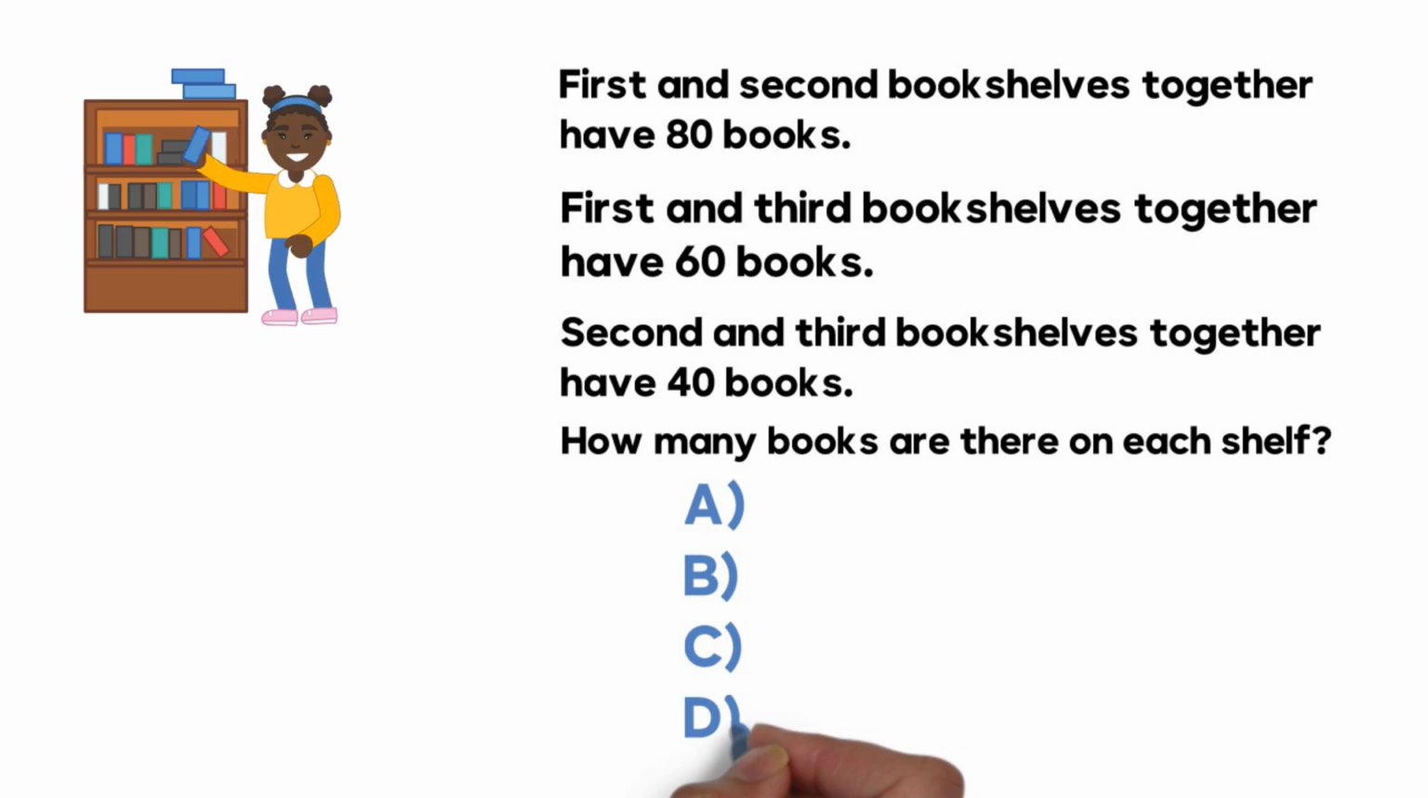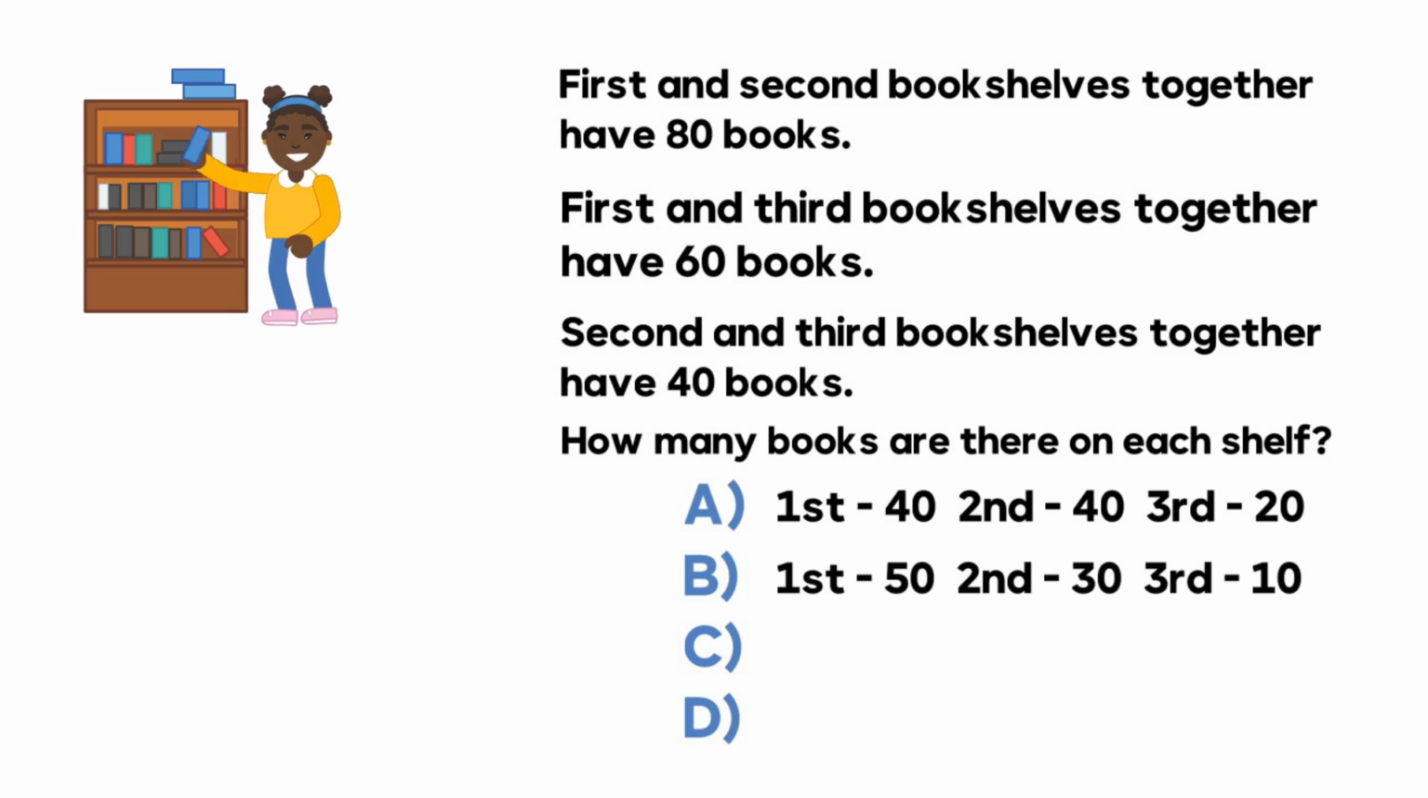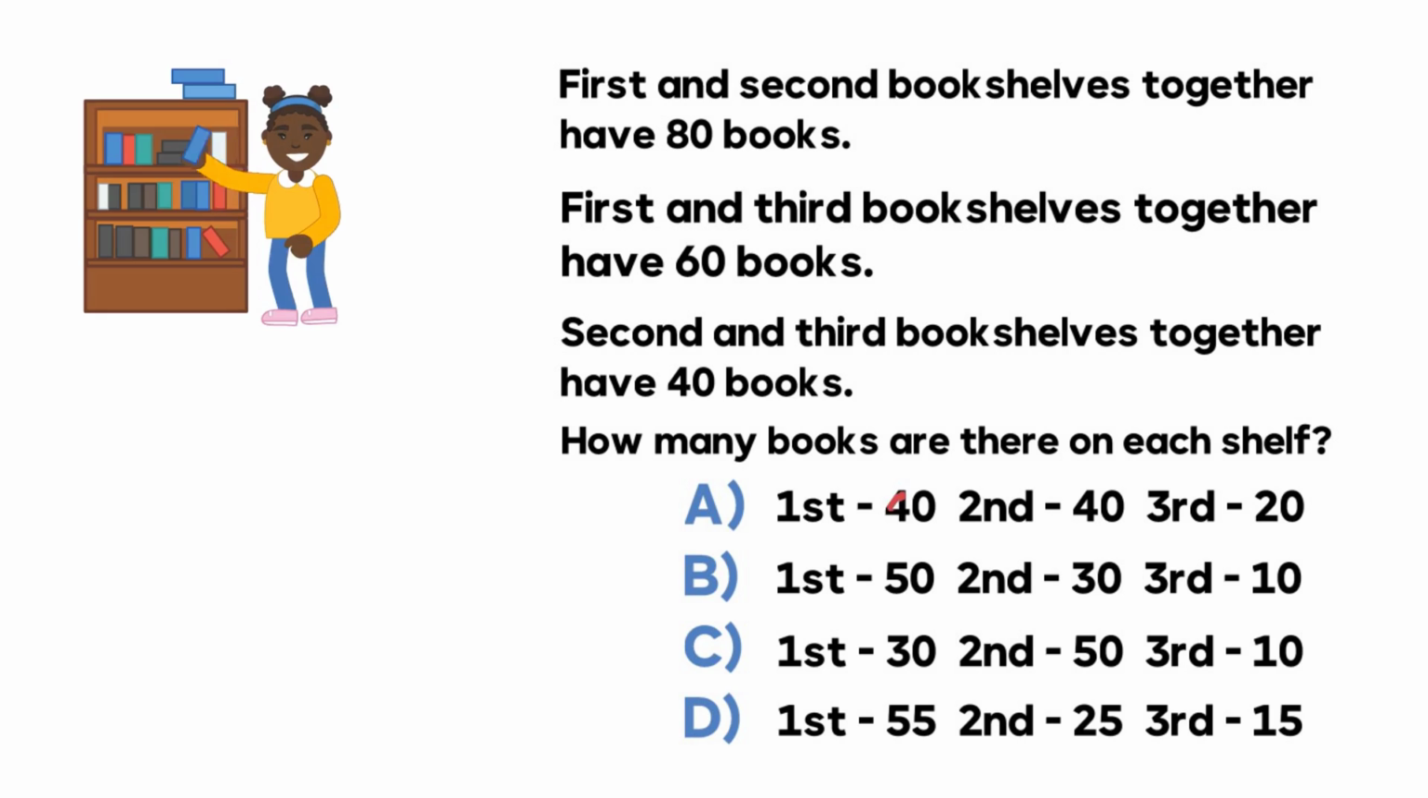You have 4 different choices. For the first, second, and third bookshelves in choice A, you have 40, 40, and 20. In choice B, 50, 30, and 10. In choice C, 30, 50, and 10. And in choice D, 55, 25, and 15. Do you see the answer?